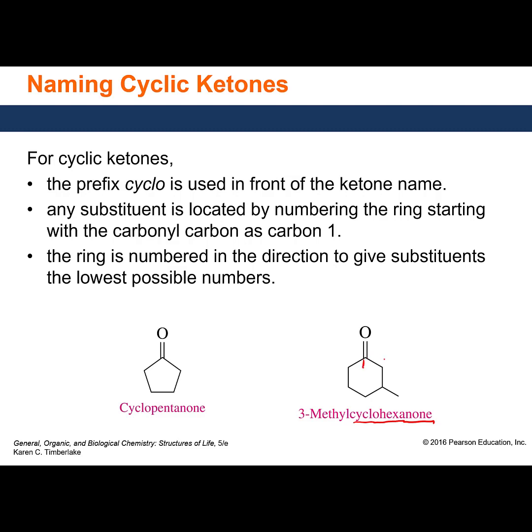So in this case, I can count clockwise or counterclockwise. Let's see what happens. So if I go counterclockwise, I have 1, 2, 3, 4, 5, 6. And this would be at the 5 position. But if I go clockwise, 1, 2, 3, 4, 5, 6, then it's at the 3 position. And that's, of course, what we actually want, the lower of the numbers. So we're going to call this 3-methyl cyclohexanone.